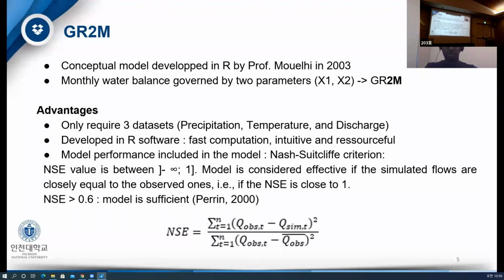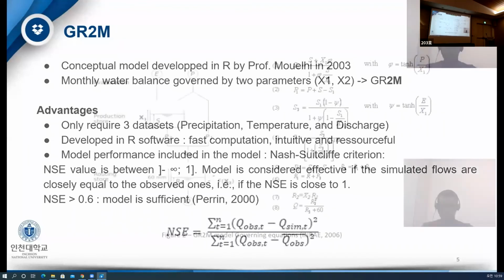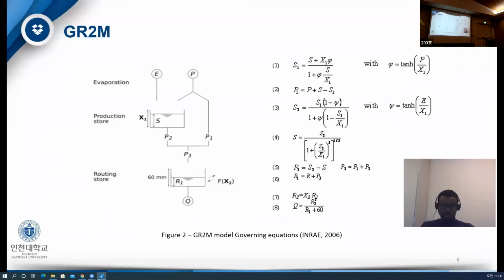Besides, the model performance is included within the R framework using the Nash-Sutcliffe criteria, which can present a lot of advantages when you try to assess model quality and relevance. So, in a nutshell, GR2M consists of a production reservoir governing the production function, and is characterized by its maximum capacity, and a gravity water reservoir that governs the transfer function.